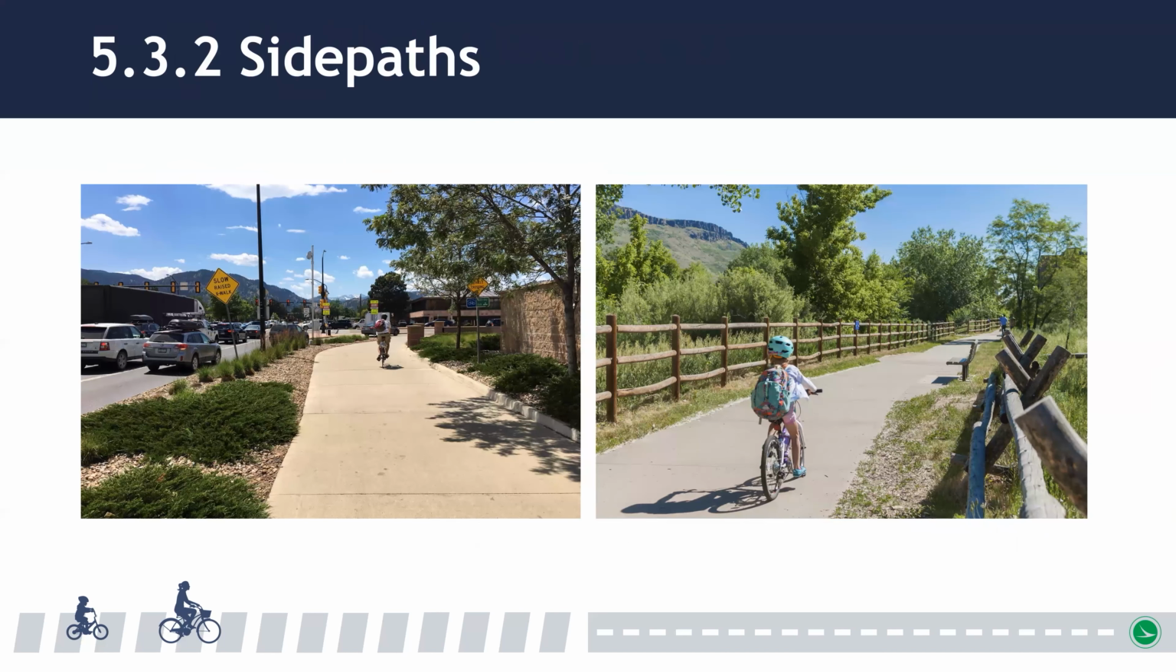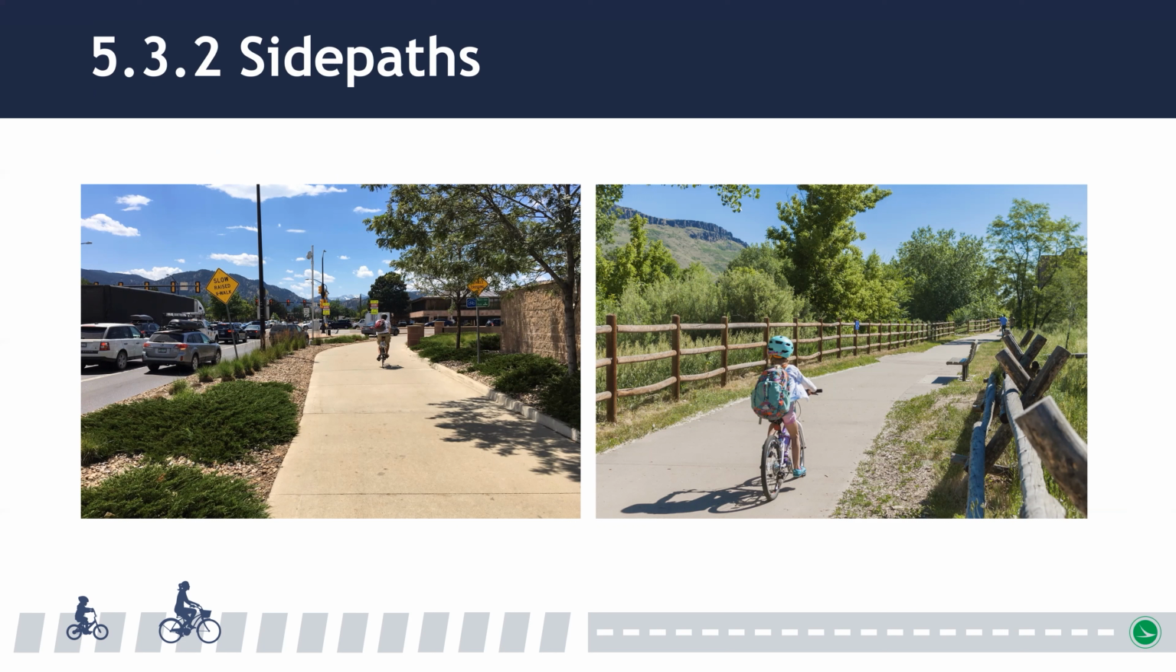Next, we'll discuss side paths. A side path is a term used to describe a type of shared use path that is located adjacent to a roadway, as illustrated by the photo on the left, as opposed to a shared use path that is on an independent alignment, such as one along an old railroad bed or along a river, as illustrated by the photo on the right.